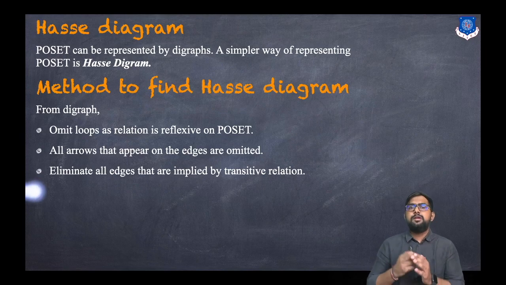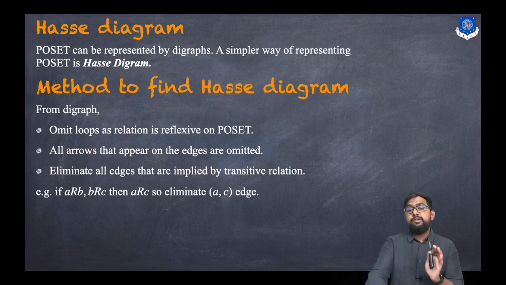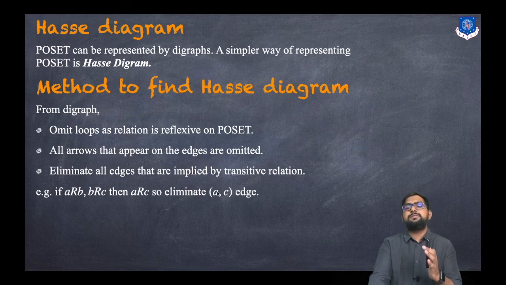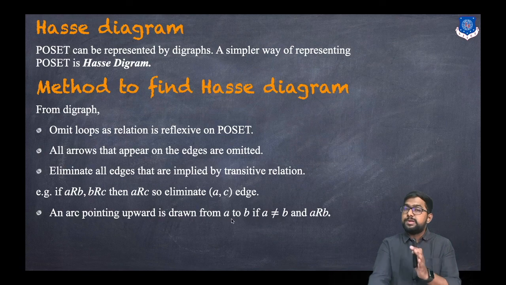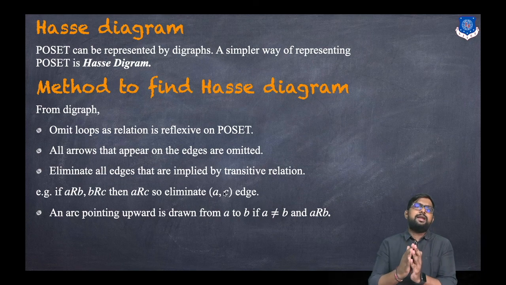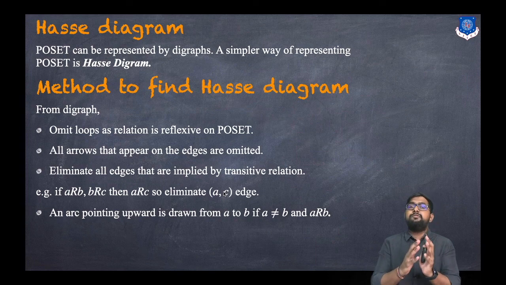What does that mean? For example, if A is related to B and B is related to C, then by transitivity A is related to C. So we will remove that transitive edge, that is AC. We remove all the transitive edges. Then the fourth step: an arc pointing upward is drawn from A to B if A is not equal to B and A is related to B. Each time we draw the arcs in the upward direction, such that just by looking at the graph we can say that this point is related to that one.